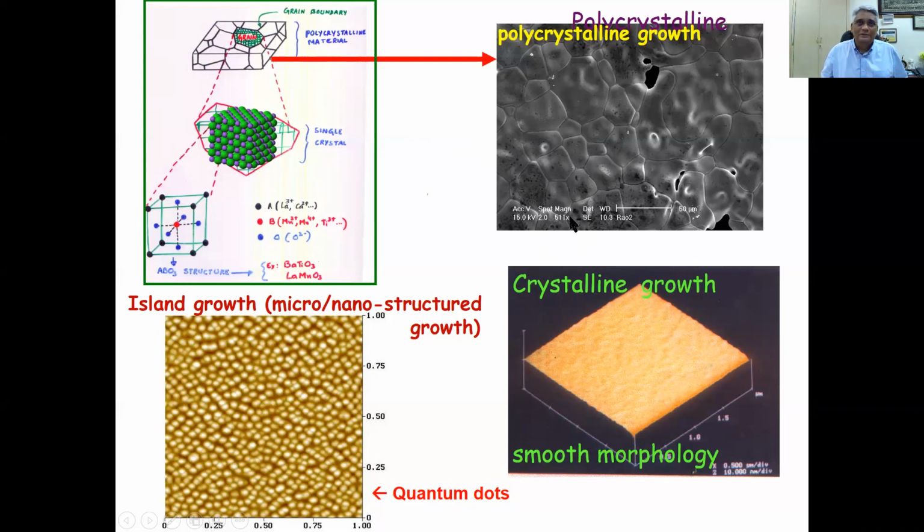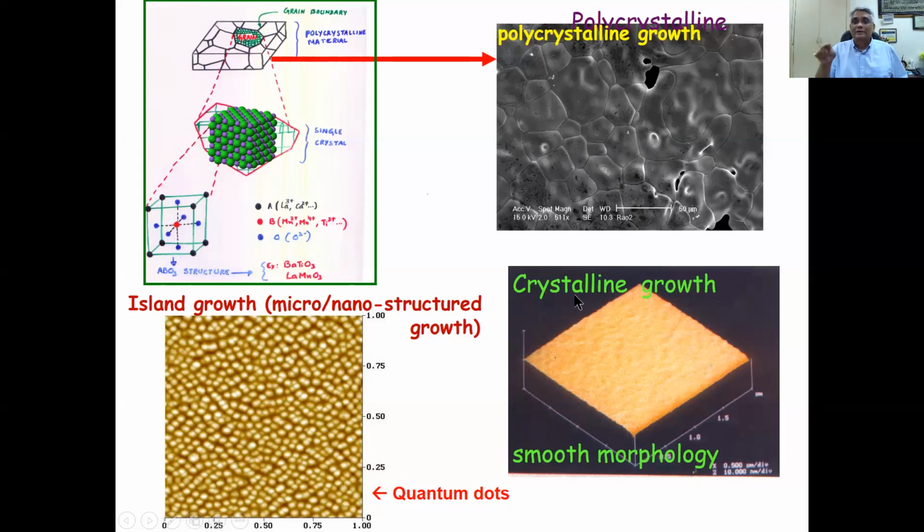I told you in the last class that current always prefers to flow through the least resistive path. So grain boundaries are high resistance zones. So this can be looked at as a series of low and high resistors connected. Whereas here the current flow will be much smoother.